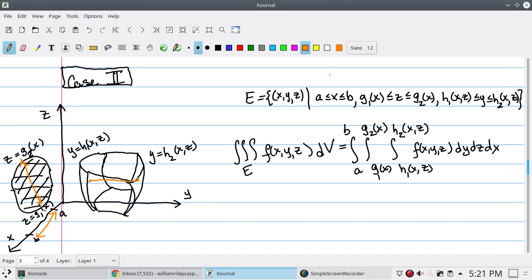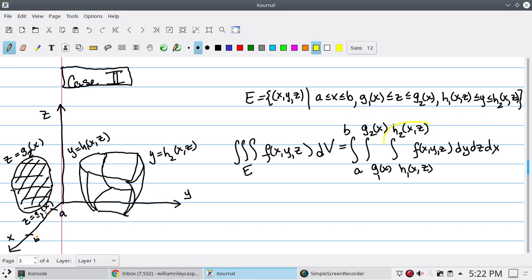And this is again reflected in the set. My set is the collection of all x, y, and z values, such that x ranges between a and b, z ranges between g1 and g2, and y ranges between h1 and h2. And when I set up the triple integral, I'm going to use that same sort of format. So you can see my a and b bounds are my first integral there. My g1 and g2 are that second integral sign, and the h1 and h2 are that innermost integral.